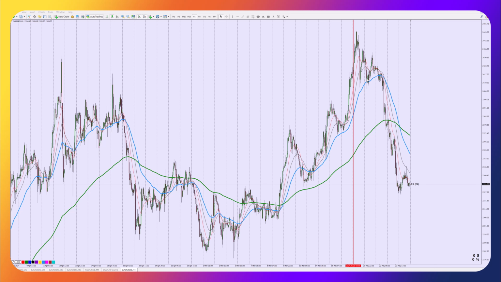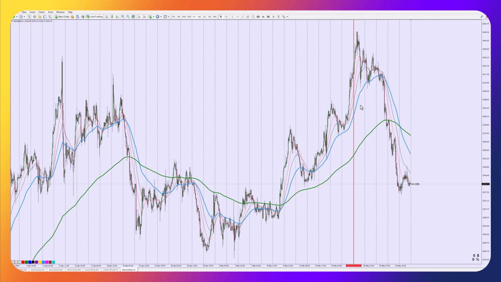Now, in the 1-hour chart, I have 4 moving averages. One is 240, because I trade on a 1-minute chart and I like to see the 4-hour chart, which is 240 candles. So I put the 240. This is 240, you see. Then I want to see the 1-hour chart, which is 60. This is moving average 60.